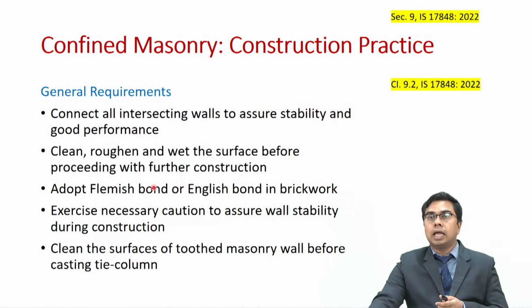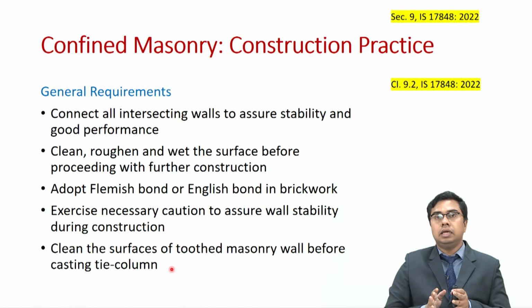Now, over the time, researchers have found that Flemish bond and English bond works well and gives good seismic performance for confined masonry construction. So, in the brick work for confined masonry construction, you shall be adopting either Flemish bond or English bond. Then we shall be exercising necessary caution to assure wall stability during construction and clean the surfaces of toothed masonry wall before casting tie column. This cleaning also helps us improve the durability of the confining element, that is the tie column.